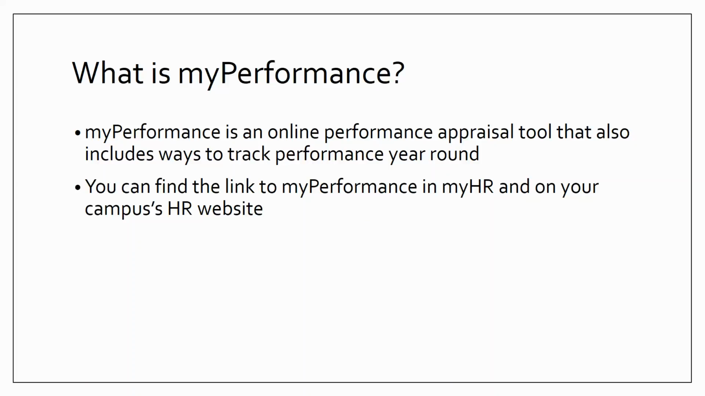myPerformance is the online appraisal tool that each campus in the system uses to conduct annual performance appraisals. It can also be used to track your performance all year round. You may be familiar with myPerformance since it has been used for a few years in parts of the university system. The link to myPerformance is located in myHR and on your campus's Human Resources website.